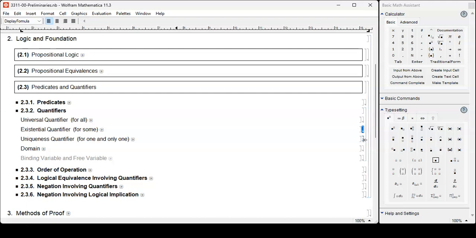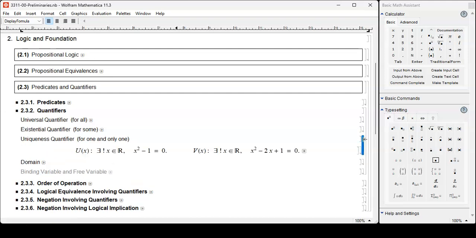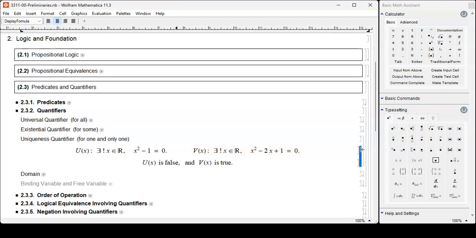Next, uniqueness quantifier for one and only one. There exists one and only one x value in the set of real numbers, so that x squared minus 1 is equal to 0, and that's not true. 1 or negative 1, they're 2. This one is going to be true. Only one real number x, so that x squared minus 2x plus 1 is equal to 0. This is a complete square, so x equals 1. That's the only one.